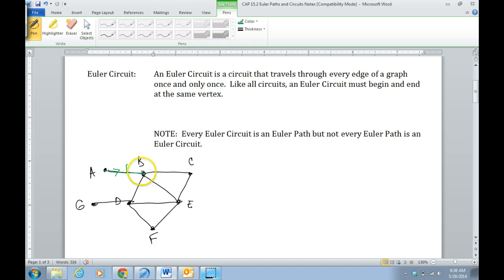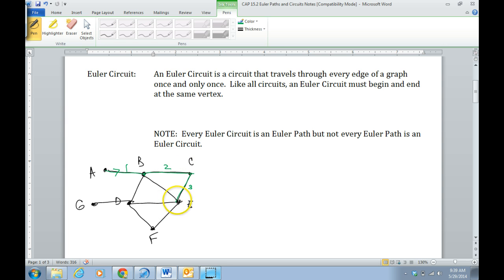Now, from B, I can go in many different directions. I can go to C, I can go to E, I can go to D. Doesn't really matter. So which way do you think I should go? Go to E? Go to C, okay? Well, that would be number 2 then. And then from C, there's only one direction I can go, and that's to E. The reason I can only go that way is I've already gone on this edge from B to C. I can't use it again. So this will be step 3.